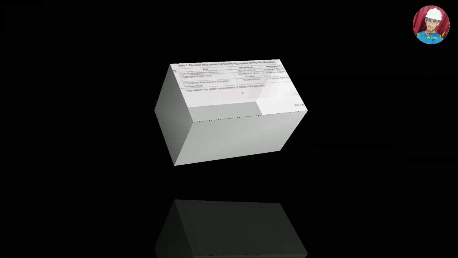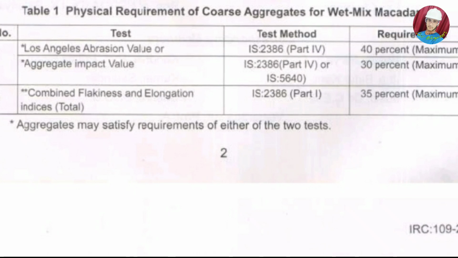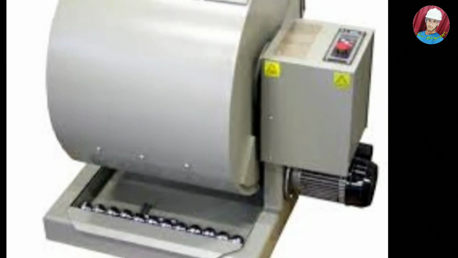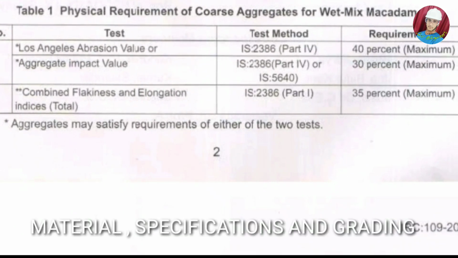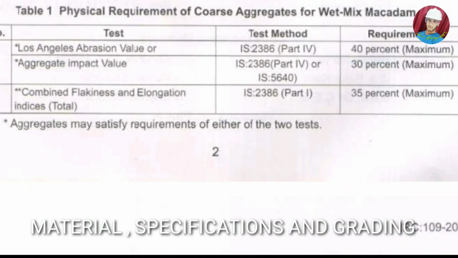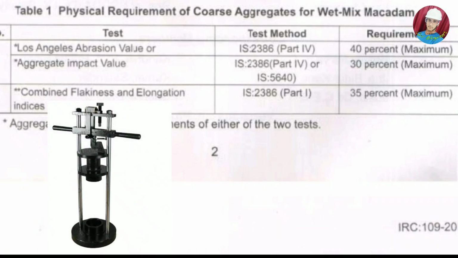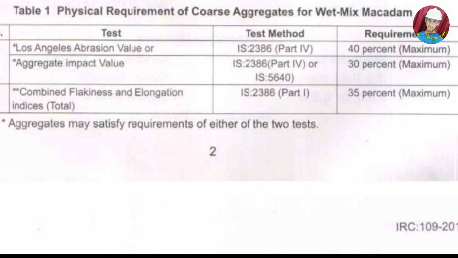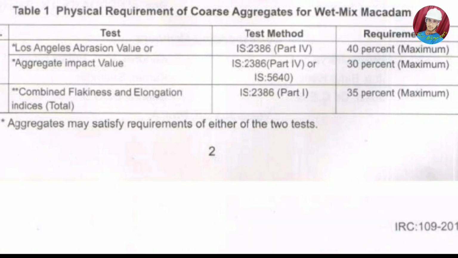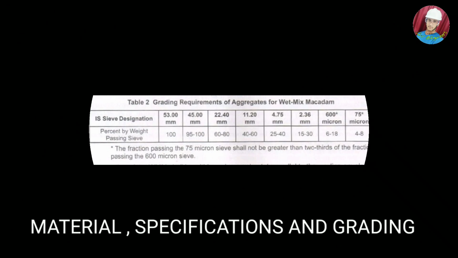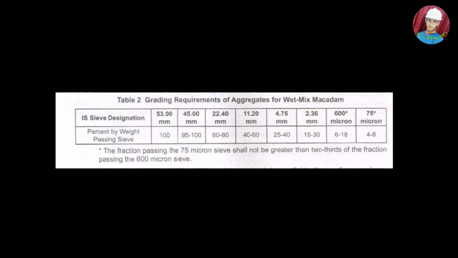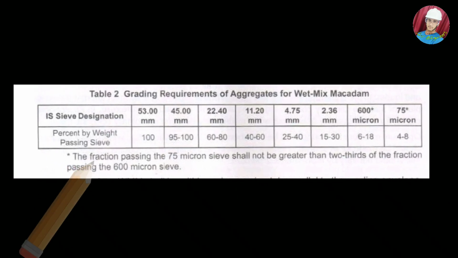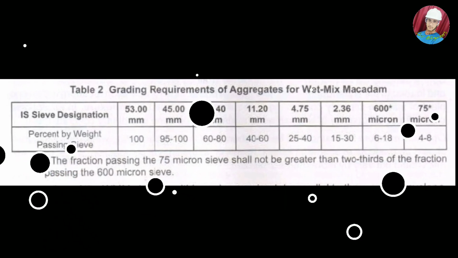As per IRC 109/2015 edition or MoRTH clause 406.2.1, the value of the aggregate should remain below 40% and the impact value should remain within 30% limit, and combined flakiness and elongation indices must be less than 30%, and also the limit of water absorption is 2%. Aggregate grading required is as per Table 2 of IRC 109/2015, which is shown on the screen.